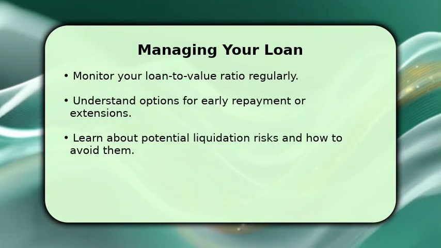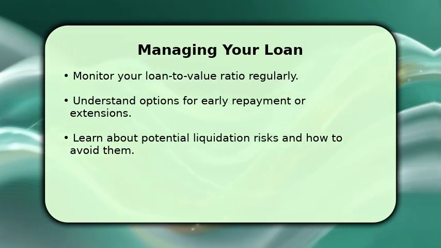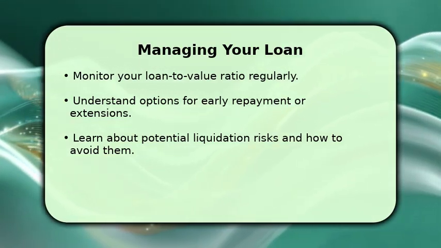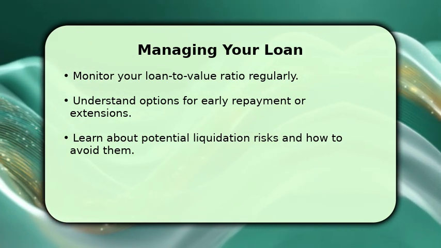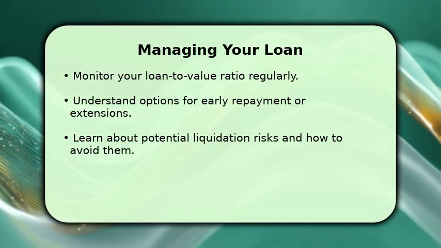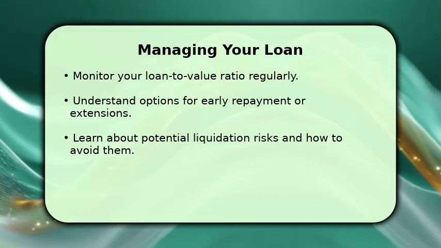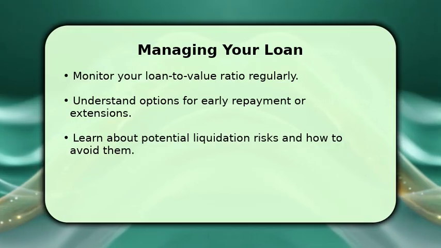Once your loan is active, it's crucial to monitor your loan-to-value ratio. If the market fluctuates significantly, you might need to add more collateral to avoid liquidation. Binance provides clear alerts and options for managing your loan, including early repayment or extending the term. Staying informed helps you maintain control.